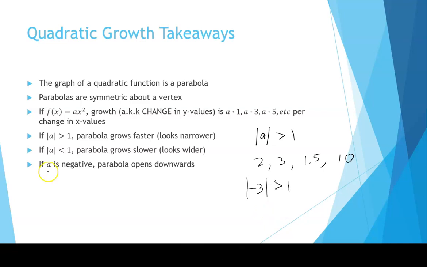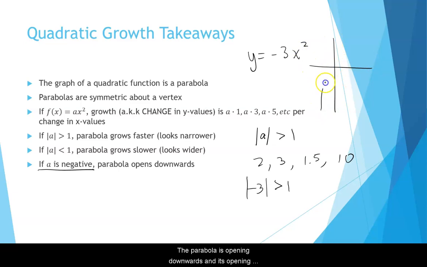The thing is, if a is negative, the parabola is opening downwards. So if you have something like y equals -3x squared, the parabola is opening downwards, and it's opening downwards pretty quickly, faster than the parent function would open.